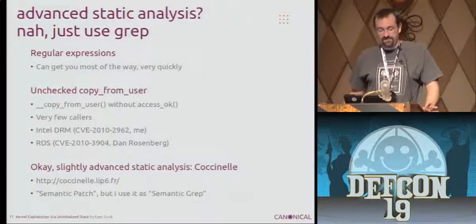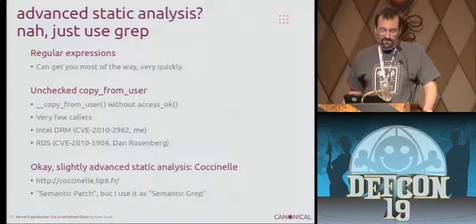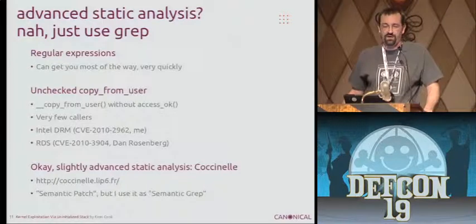We don't really need advanced static analysis. grep will work most of the time. In fact, there's a version of copy_from_user that does not perform access checks at all. There were very, very few callers of that, and one of them was in Intel DRM, another one was in RDS.